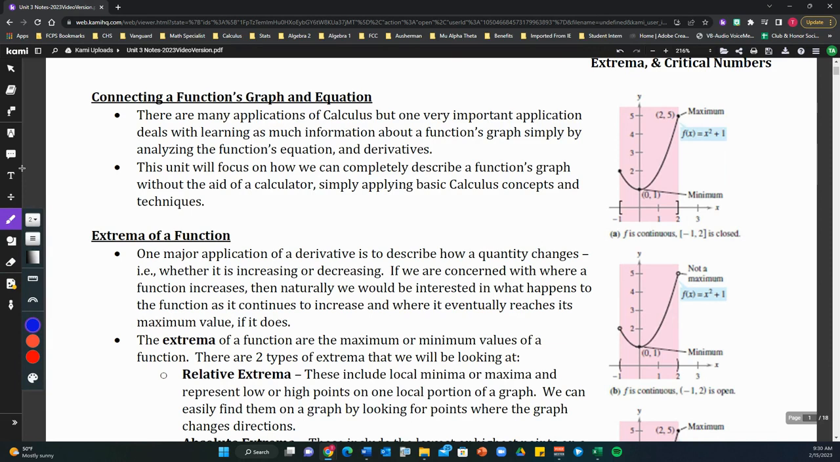So one major application of a derivative is being able to describe how a quantity changes. That means whether the function's increasing on an interval or decreasing on an interval. So if we're concerned with where a function is increasing, then naturally we would be interested in what happens to the function as it continues to increase and where it eventually reaches its maximum value, if it ever does. So this is just a natural next step. Now that we know how to figure out where a function increases, we want to talk about where it reaches its maximum value, or vice versa.